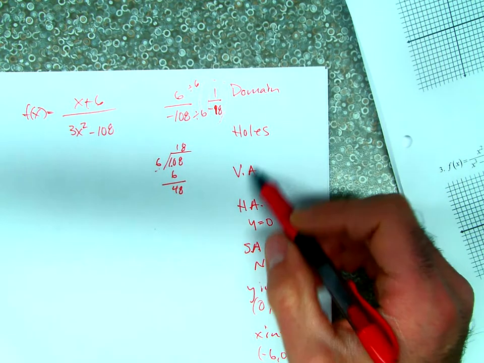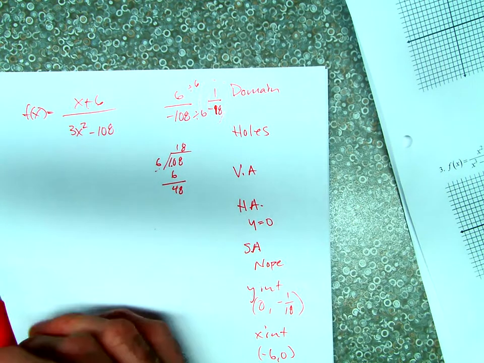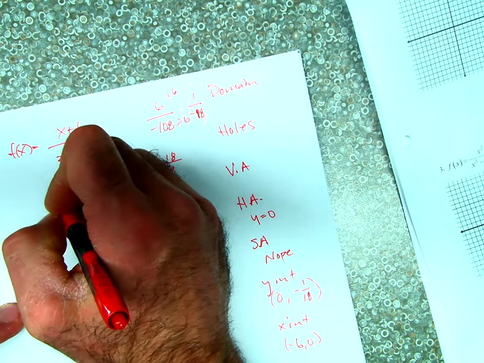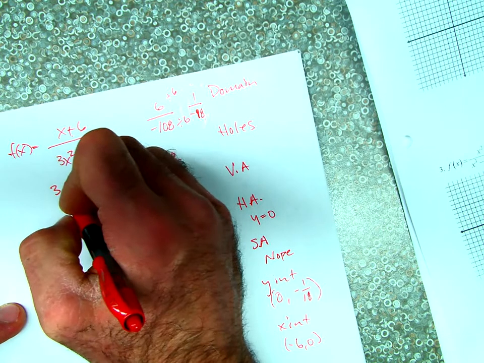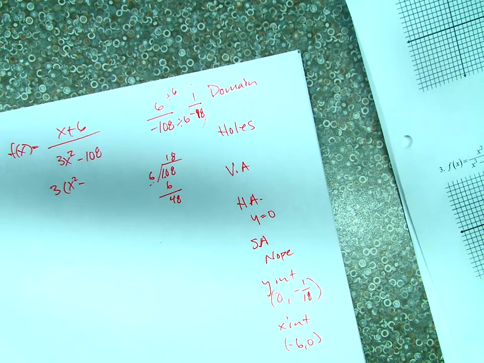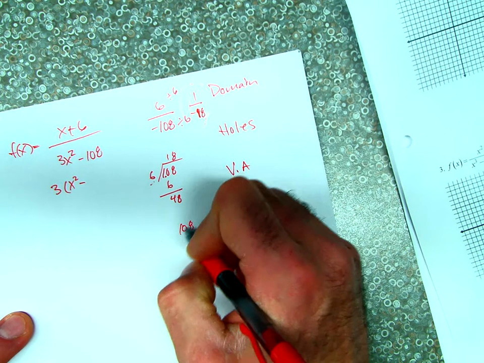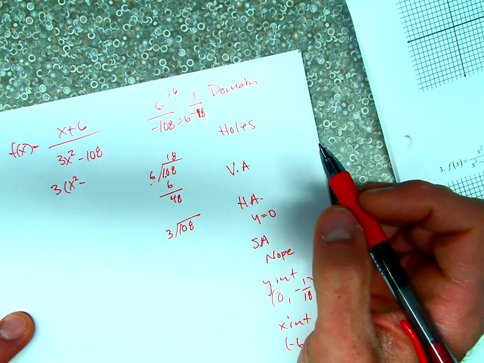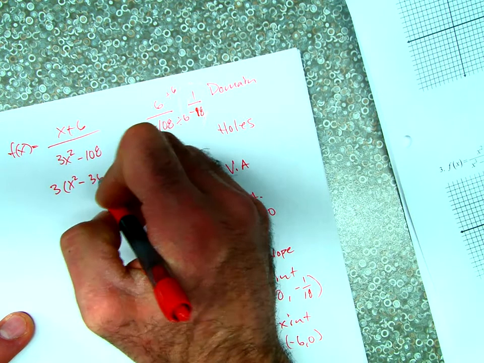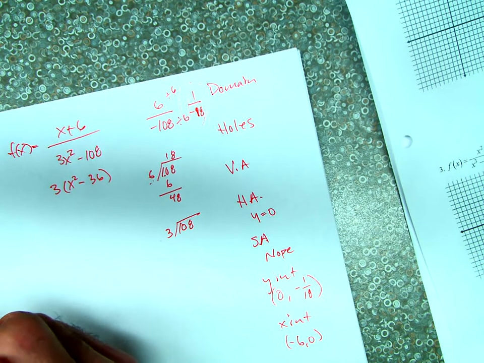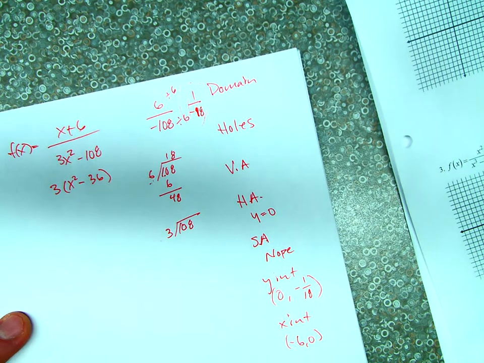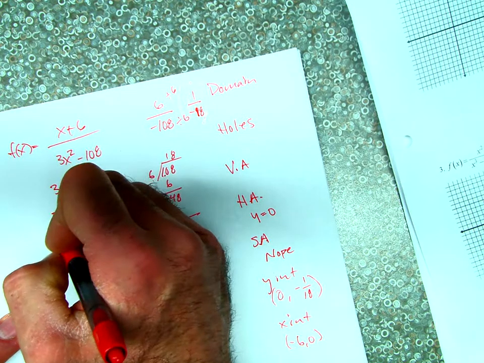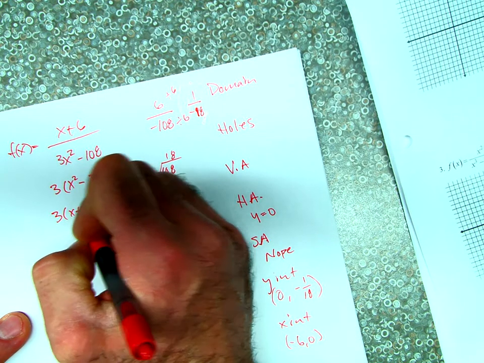Vertical asymptote and domain and holes, we need to do what first? We need to factor. So I'm going to pull out a GCF of 3. Then I have x squared minus, what's 108 divided by 3? We have to do some work. Let's do some work. 108 divided by 3 is 36. Okay. Good. Very good. Can I factor this some more? Yeah. So this would be 3 times (x minus 6)(x plus 6). Very good.